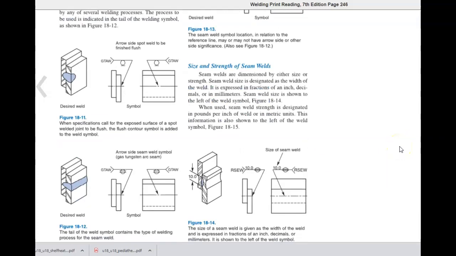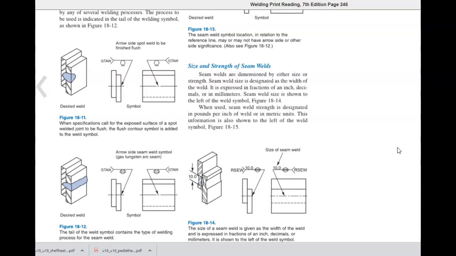Size and strength of seam welds. Seam welds are dimensioned by either size or strength. Seam weld size is designated as the width of the weld. It is expressed in fractions of an inch, decimals, or millimeters. Seam size is shown to the left of the weld symbol.